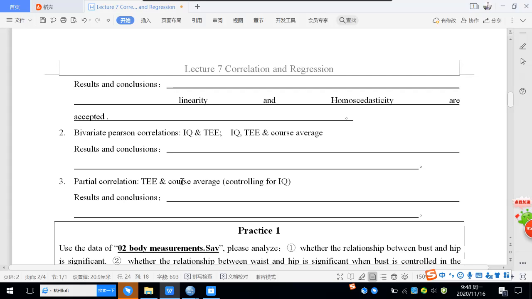Second, by Bivariate Pearson correlations, IQ and TEE, and TEE, IQ, and course average.